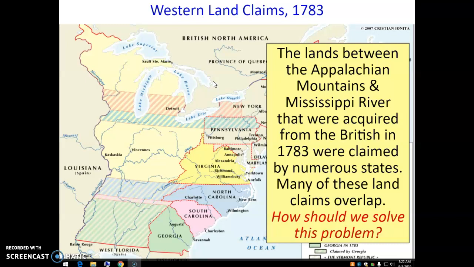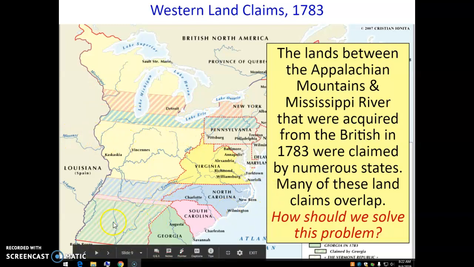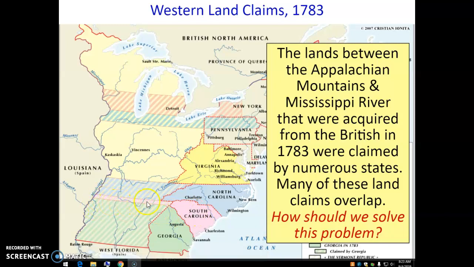And these states, who really had not moved past the Appalachian Mountains, now have all this land to try to figure out what to do with. And you can see how some states are trying to lay claims to it. You can see New York just taking their boundaries and moving them westward. Same thing with Pennsylvania. Same thing with Virginia here. North Carolina, South Carolina, Georgia. They're taking their boundaries and extending them all the way out to the Mississippi River.